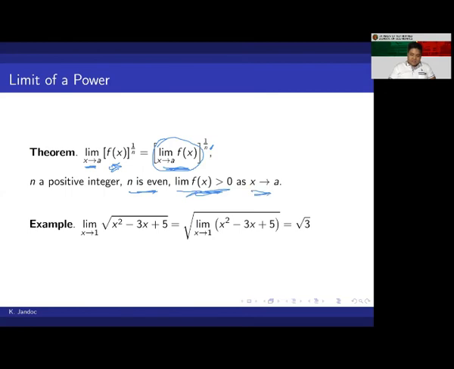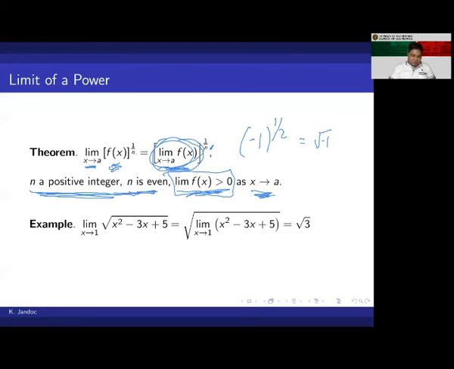Because if this limit is negative, for example, negative 1, and you're raising it to 1/2, this is equal to the square root of negative 1, which is not a real number. So this is the condition. This limit should be positive as x approaches a, and moreover, this is another condition, that n should be positive and it should be even.